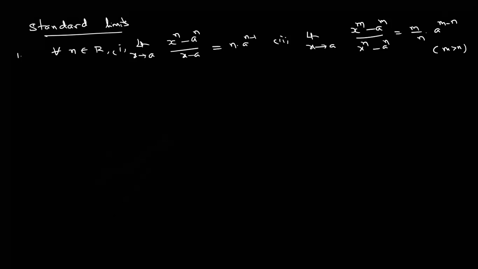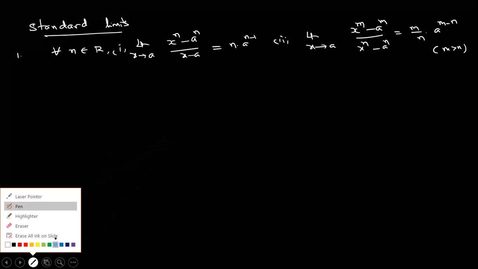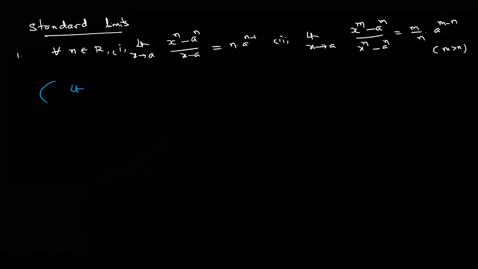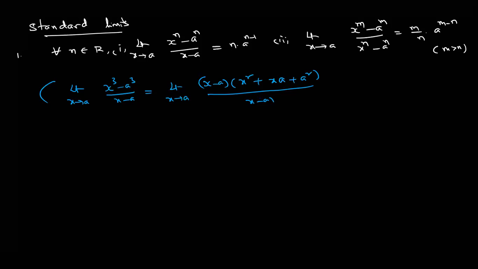Does anybody need proof of this one? If you need, I'll give a simple proof. Dear students, see, limit x tends to a, x cube minus a cube. What is the formula? Factorizing. Directly putting x gives 0 by 0. X cube minus a cube formula, anyone? X minus a into a square plus ab plus b square. X minus a cancels. So put x is equal to a: a square plus a square plus a square. What is the answer? 3a square. That means 3 into a power 3 minus 1. That is the answer.